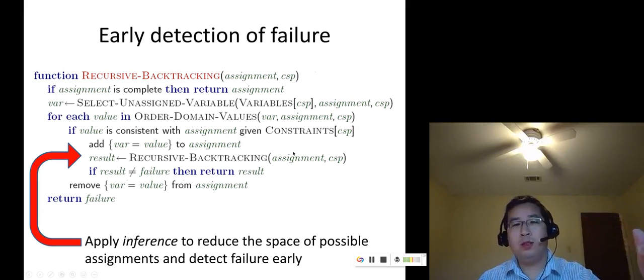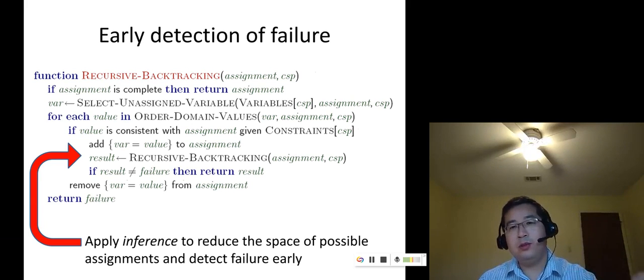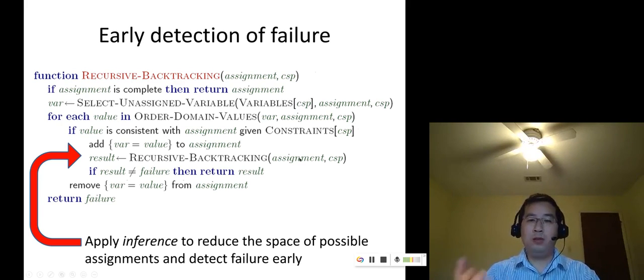Which one will be handled? It depends on the search. But you choose only one variable. That one will be the next layer. And then which value to choose, you use the least constraining value. And which variable to choose, use the most constrained variable. Okay, this is the idea of how we can improve.